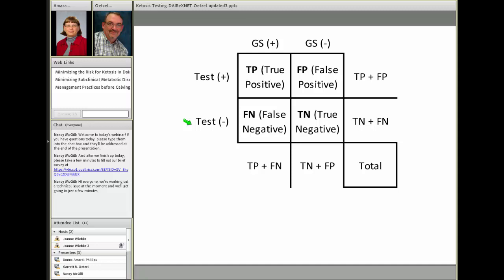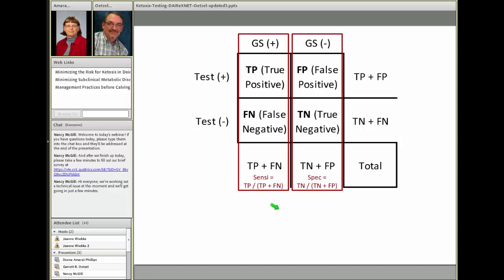Now, if we want to do sensitivity on this, we're going to look just at the ones that were gold standard positive. And if they were gold standard positive, we hope they were test positive. If they weren't, they're what we call a false negative. The sensitivity that results out of that is looking at the true positives divided by the true positives plus your false negatives. So it only deals with the ability to detect cows that are truly ketotic. Easily the most important part of this ketosis detection.